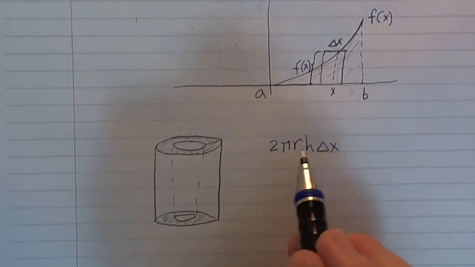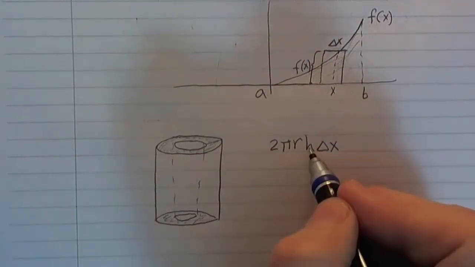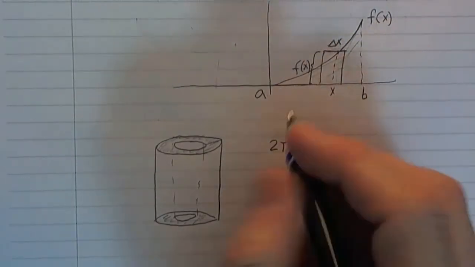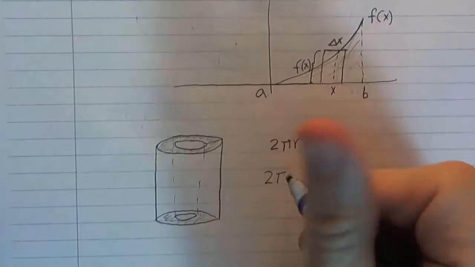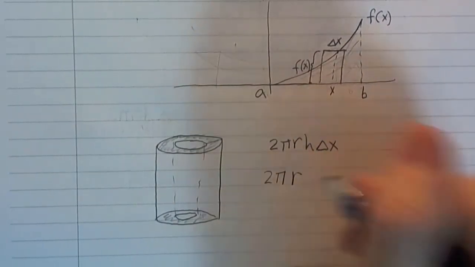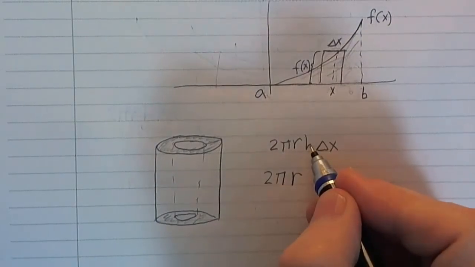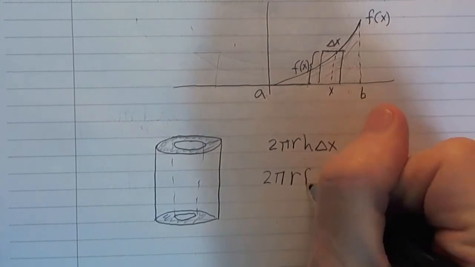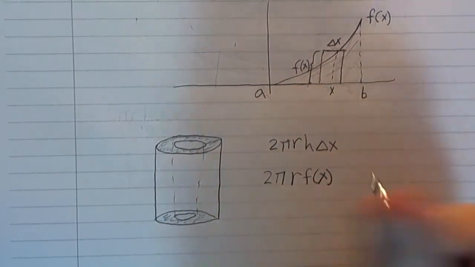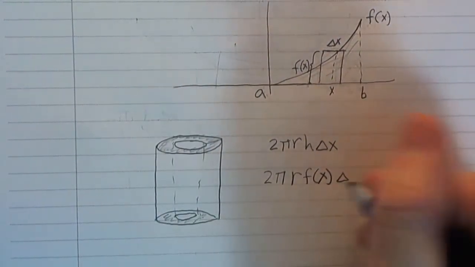Now let's see if we can figure out what these parts are. The 2 pi is just itself, and we've got the r. We'll come back to the r. But what about the h, the height? Well, the height is f of x. And the thickness is, of course, delta x.